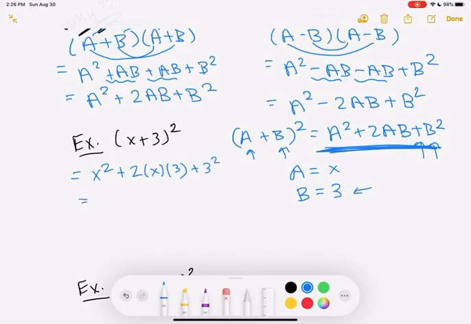Now if we simplify, x squared plus, again, multiplication, the order doesn't matter. So 2 times x times 3. You could do 2 times 3 first, so you get 6x plus 3 squared is 3 times 3 is 9.